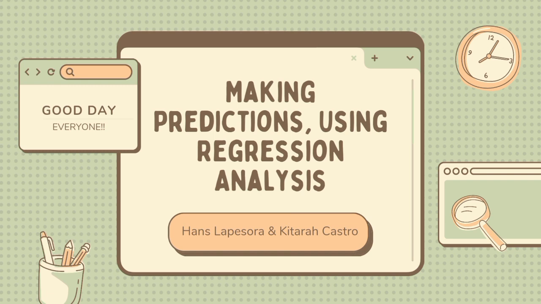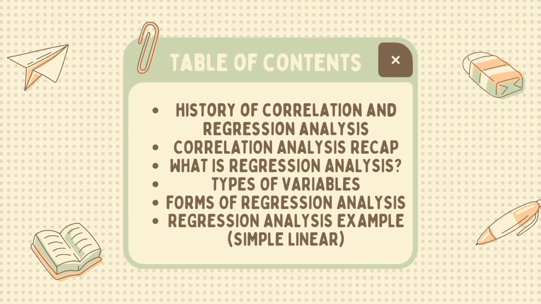Making predictions using regression analysis. That is our topic for today. For our table of contents, we have History of Correlation and Regression Analysis, Correlation Analysis Recap, What is Regression Analysis, Types of Variables, Forms of Regression Analysis, and the last, the Regression Analysis example using simple linear.